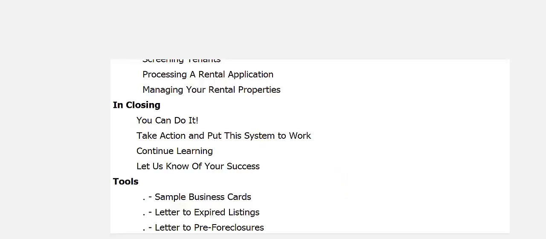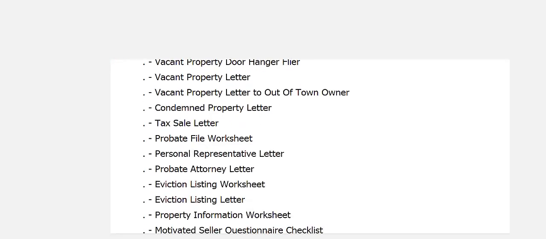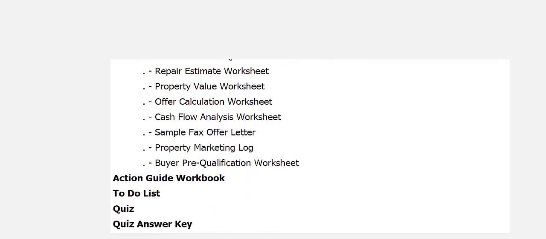Here are some of the tools that we give you for this particular chapter. A sample business card, what to say on it, letter to expired listings, letter to pre-foreclosures, vacant property worksheet, vacant property notice, vacant property door hanger flyer, vacant property letter for out-of-town owner, condemned property letter, tax sale letter, probate file worksheet, personal representative, which is a probate letter, probate attorney letter, eviction listing worksheet, eviction listing letter, property information worksheet, motivated seller checklist, questionnaire, repair estimate worksheet, property value worksheet, offer calculation worksheet, cash flow analysis worksheet, sample fax offer letter, property marketing log, action guide workbook, to-do list, quiz, and quiz answer key.